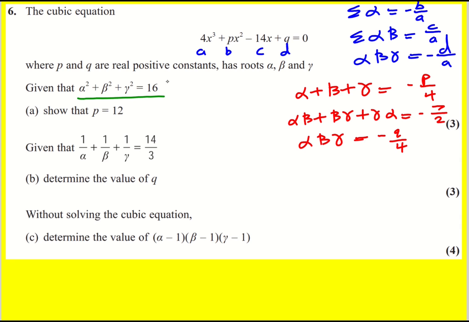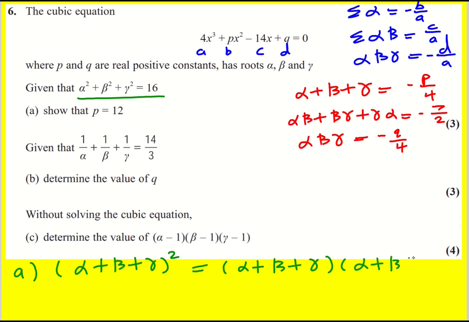We are told that alpha squared plus beta squared plus gamma squared is 16 and asked to show that p is 12. So to generate this, what I'm going to need to do is take alpha plus beta plus gamma and square it. And then we'll be able to relate it to some of the things that we know. Well, when you do this, you get, of course, a double bracket. Then we're going to get alpha squared. We're going to get beta squared and gamma squared.